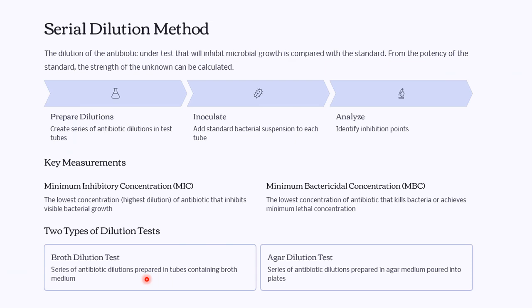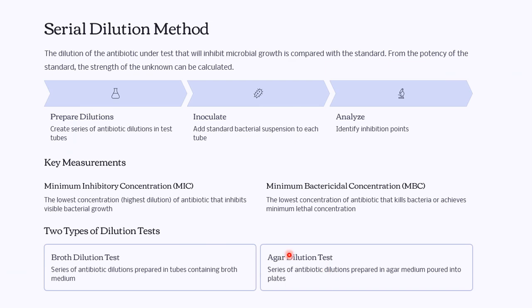We have two types of dilution test. The first one is broth dilution test and the second one is agar dilution test. In broth dilution test, we are preparing a series of antibiotic dilutions in tubes containing nutrient broth medium.